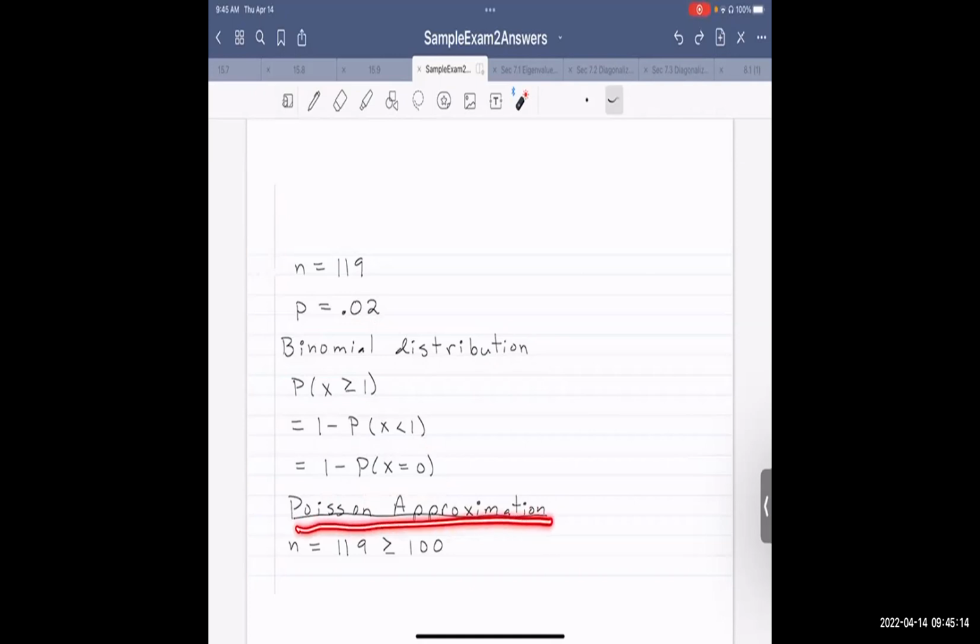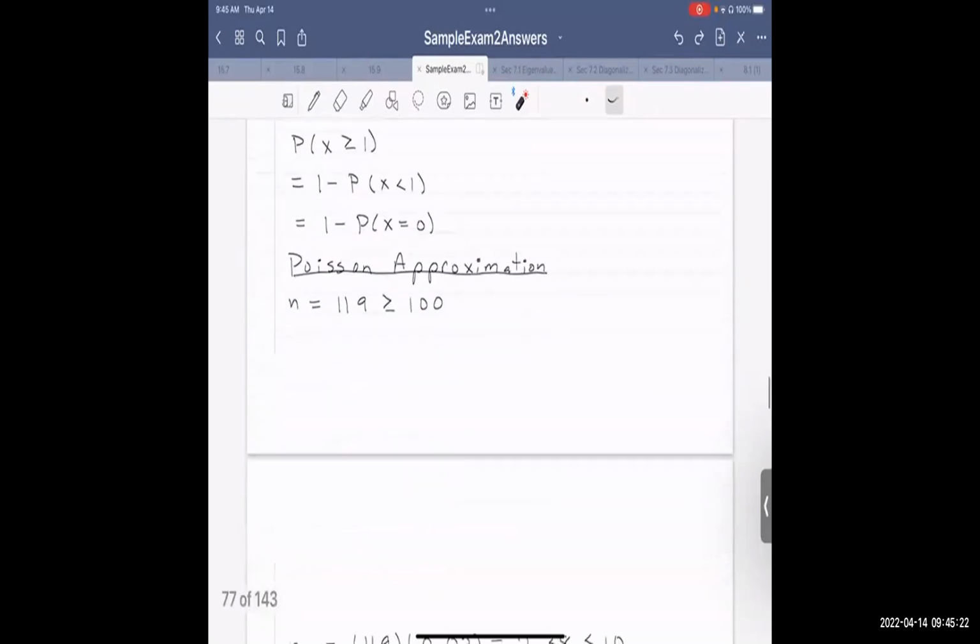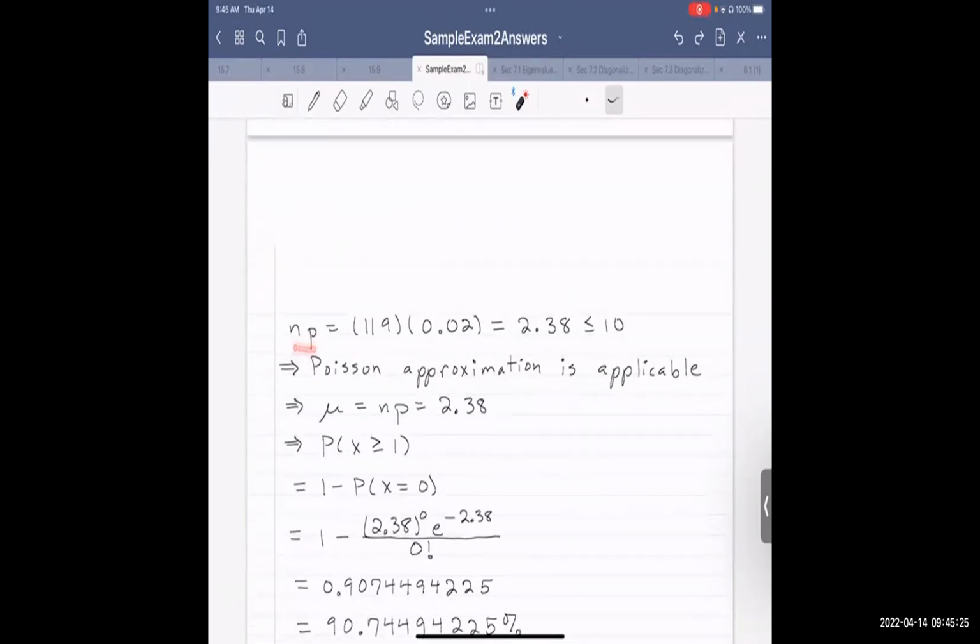Let's check if the Poisson approximation is applicable. Well, N is equal to 119, which is greater than or equal to 100. NP is equal to 119 times 0.02, which is equal to 2.38, which is less than or equal to 10. Therefore, the Poisson approximation is applicable. But notice, since NP is not greater than or equal to 5, the normal approximation to the binomial distribution is not applicable. And so we will be using the Poisson approximation to the binomial distribution.